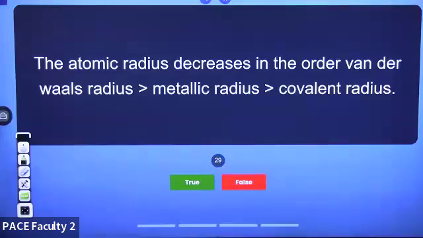Dumka, where are you? Anupur, where are you? Arihant? True, everybody saying true. Very good.